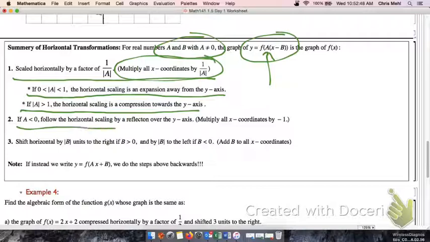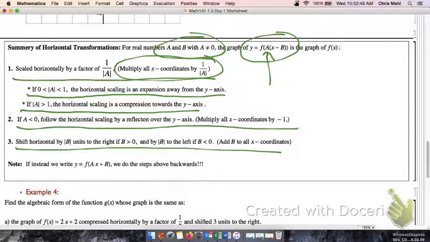If a is negative, you would follow that scaling by a reflection over the y-axis, so you'd multiply all x coordinates by -1. And finally, notice if you look up here, b is what you're subtracting from x, and when that value is positive, like x minus 2 for instance, you'd actually be shifting to the right by absolute value of b units, and you'll shift absolute value of b units to the left if b is less than 0. In either case, you're adding b to all the x coordinates.